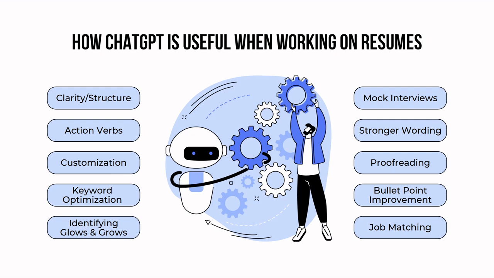ChatGPT is great at providing more key action verbs and tailoring this towards industry-specific action verbs as well. Customizing resumes for a number of different purposes. You may want to have, say, 2 or 3 different resumes for different fields that you may be pursuing. Keyword optimization is such a big one. Overall, just kind of using this as a way to identify what are glows and grows, things that your resume is doing great and things that could be possibly improved upon.